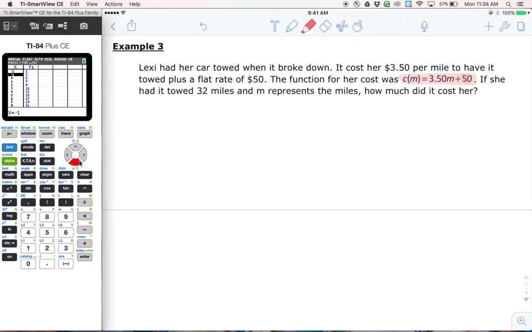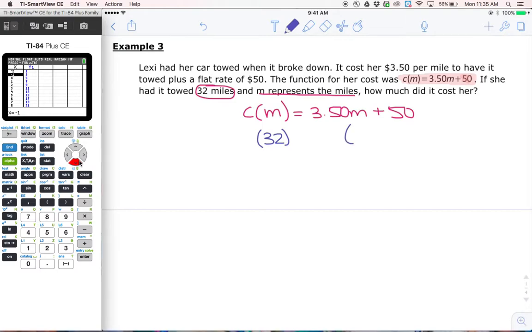All right, now these first two sentences, when we get to Unit 4, we're going to talk about how to write the equation ourselves, but they went ahead and gave you the equation after they described how they came up with it. So if she had it towed 32 miles, and m represents the miles, how much did it cost her? Well, C of m equals 3.50 m plus 50, right? This was my equation I was given. And they just told me that m represents the miles. So we're going to have a 32 for the miles.